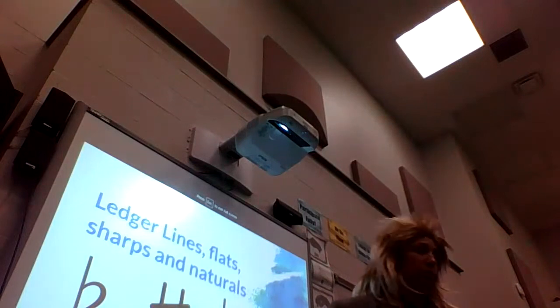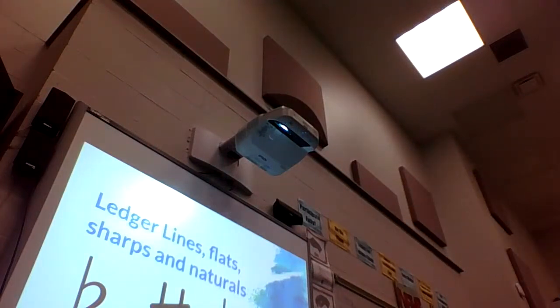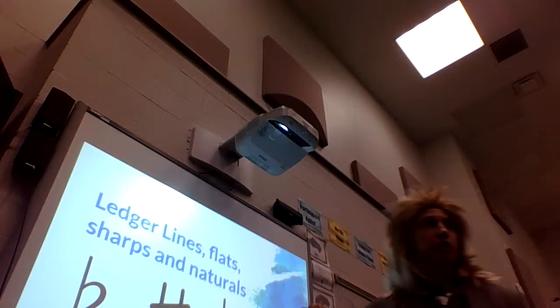So we are talking about ledger lines, which we mentioned a little bit last week. We are talking about flats, sharps, and naturals. So those accidentals that you see at the beginning of notes, or sometimes in your key signature, right? And what those do to those notes.